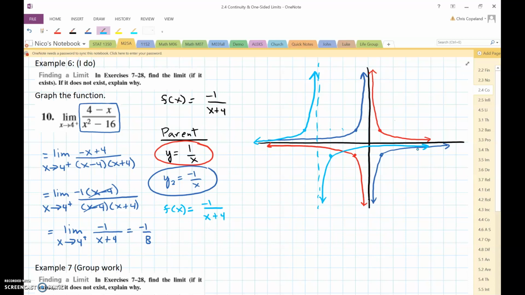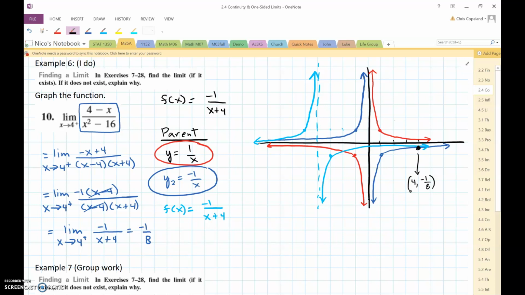And if we plug in 4, should be 1, 2, 3, 4. Right here, this point here should be 4 comma negative 1 over 8. Okay.